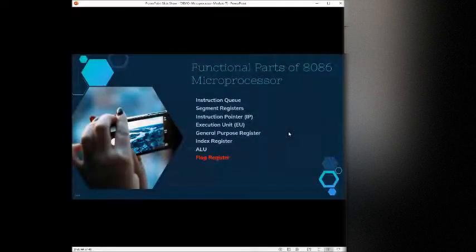Then last is the flag register. What is a flag register? It determines the current state of the processor. Okay?